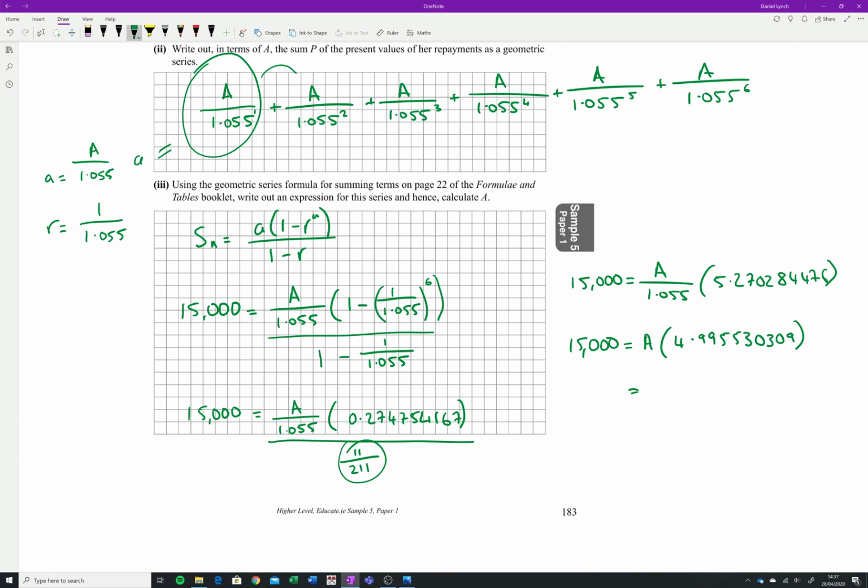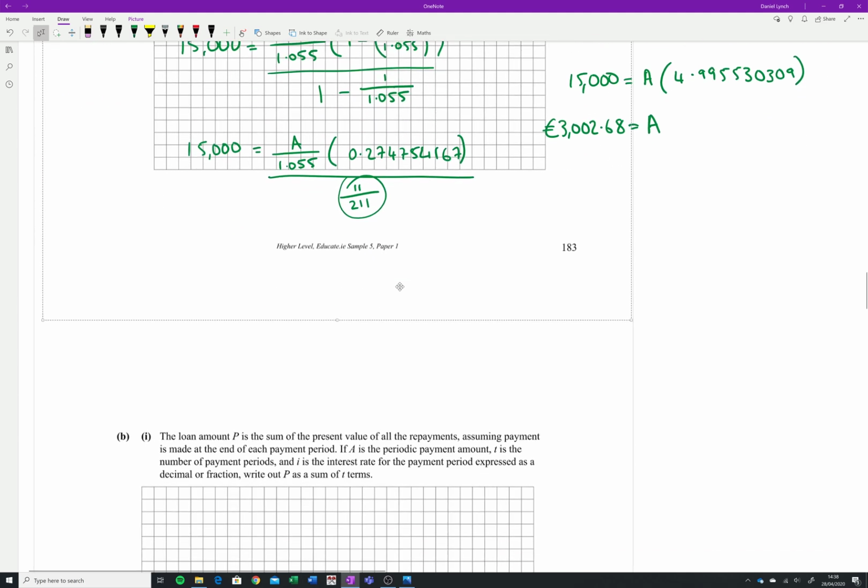So it's 15,000 divided by that thing, ANS. To me, comes out as €3,002.68. Okay. That is what A would be in that case. So let's just see, does that sort of make sense? Well, if we did 6 payments of that, we'd be paying back 18,000. So certainly if you were paying back anything less than 15,000, you would think that that is very strange and wrong. So you should be paying back a bit more than that. So 18,000 seems like it's not a mad number to get.